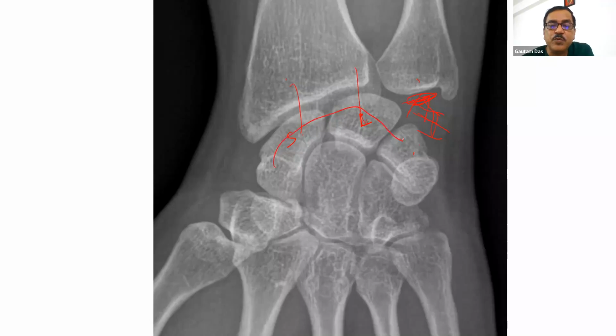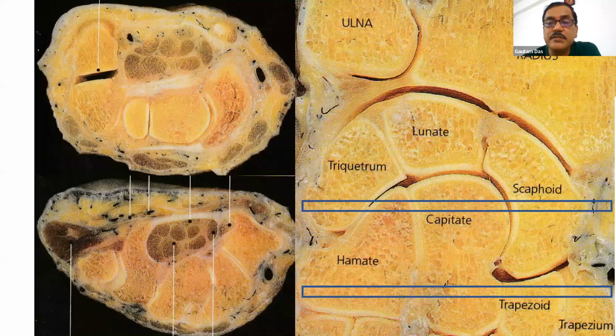And the pisiform bone is sometimes said not to be really a carpal bone. It is a sesamoid bone within the flexor carpi ulnaris. And this is a cadaveric section. Starting again, this is your radius, this is your ulna, and this is your scaphoid. This part is like an inverted U, as I told you. This is like a T.